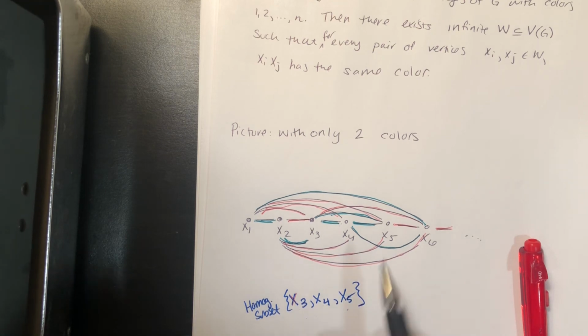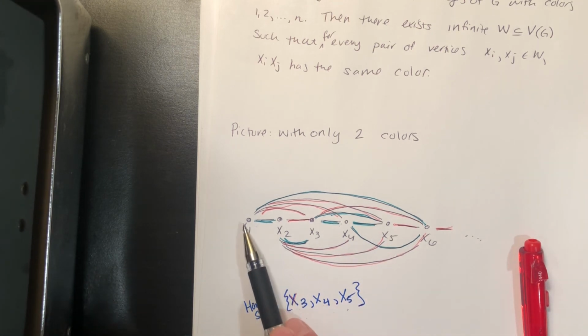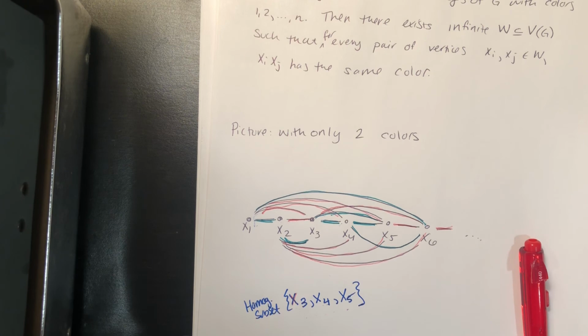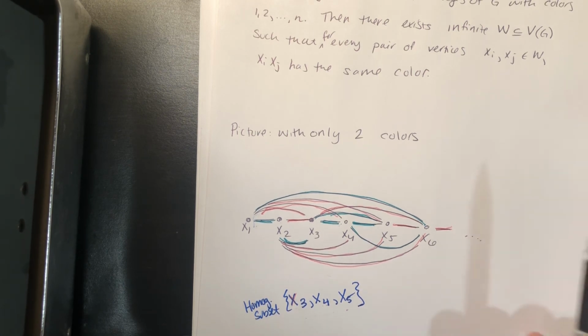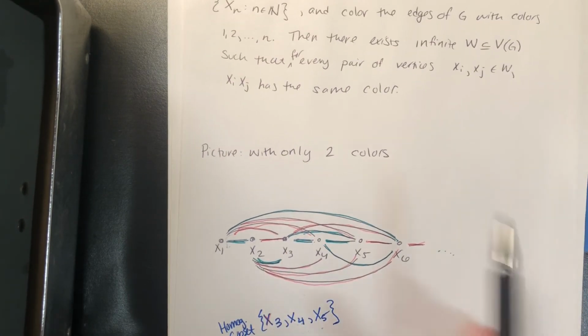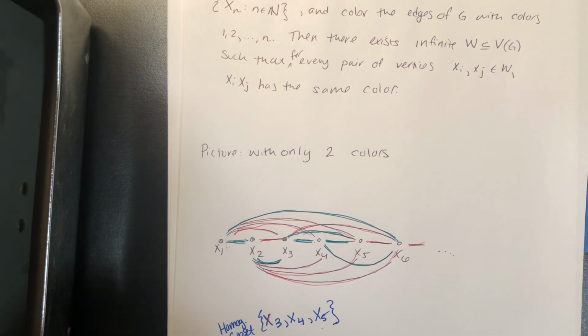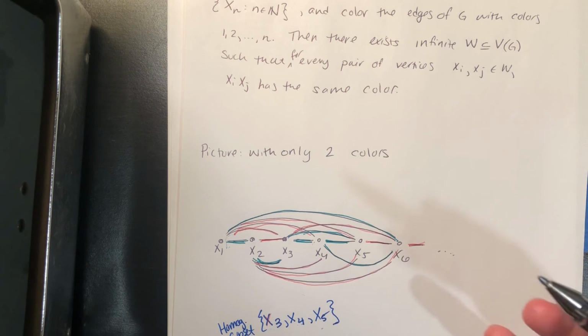I couldn't add in x1 to this set and still be homogeneous because x1, x3 would be red, so that wouldn't work. And I couldn't add x2 because x2, x3 is red, and I couldn't add x6 because x5, x6 is red, right? But this is a small homogeneous subset. The infinite Ramsey's theorem says if we continued this for infinitely many vertices, you're guaranteed to get a homogeneous infinite subset. And you can see that it's sort of hard to find that, right? And again, infinite Ramsey's theorem doesn't necessarily tell you how to find it, it just says that it exists.